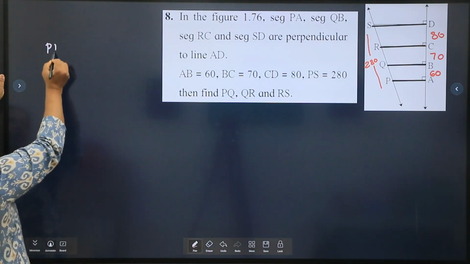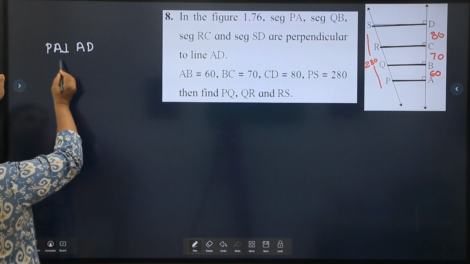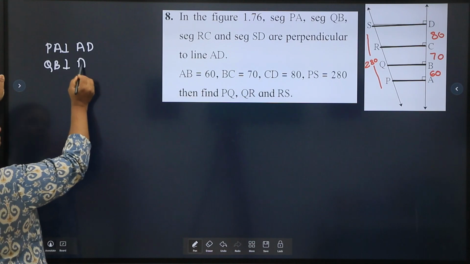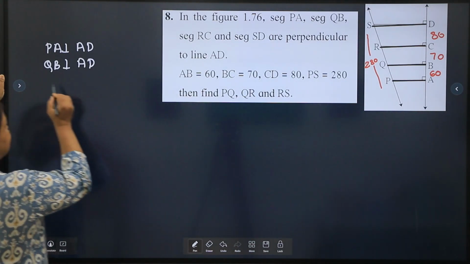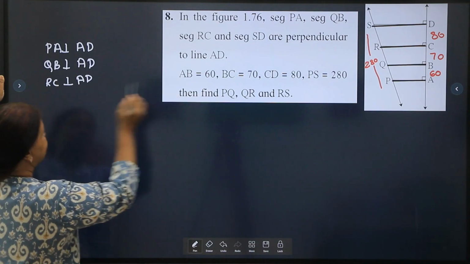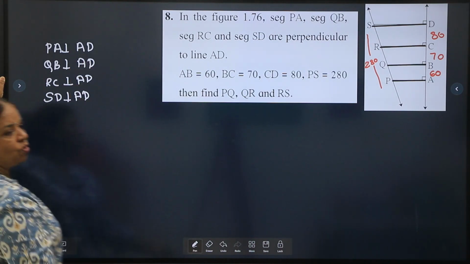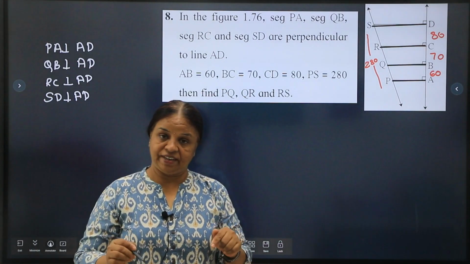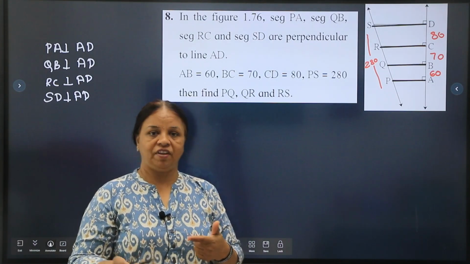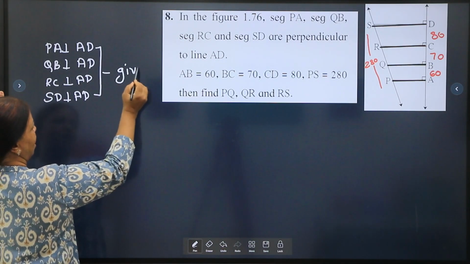PA is perpendicular to AD, then QB is perpendicular to AD, RC is perpendicular to AD, SD is perpendicular to AD. Now you may say, when it is given, why write it? What is given we have to write, and that will help us to solve the question. For this, half marks are there.